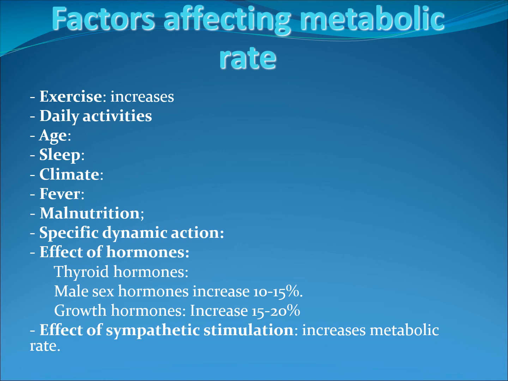Also, the hormonal level in the body can affect the metabolic rate. Now, when you are taking the endocrine system, you will see that we have what we are calling metabolic hormones. For example, an increase in thyroid hormones can increase the metabolic rate. Also, sex hormones can increase the metabolic rate. But the increase by male sex hormones is higher than the increase by female sex hormones. Also, a higher level of growth hormones can increase the metabolic rate.